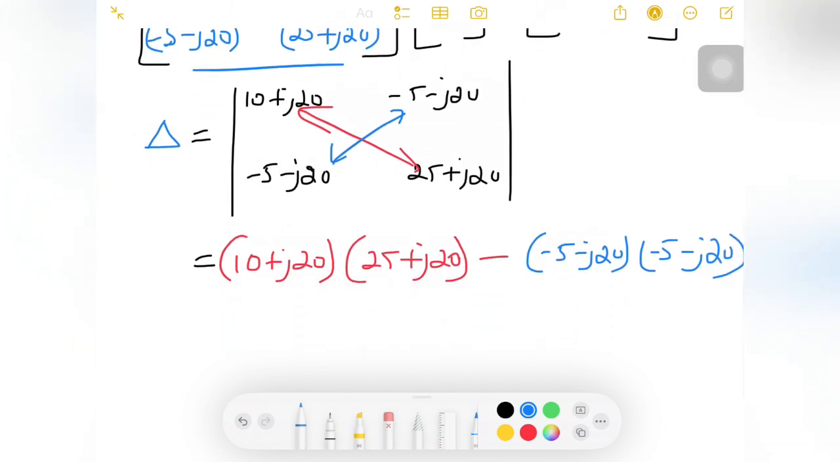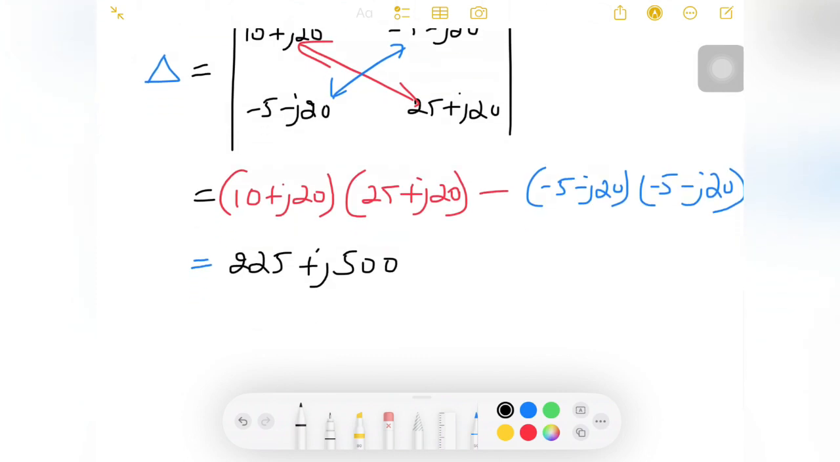If you simplify this, now you can use your calci. You can go to the complex mode and multiply this directly. Using your calci, go to the complex mode and solve directly. You will get the determinant of this matrix as 225 plus J500. So this is how we get delta.